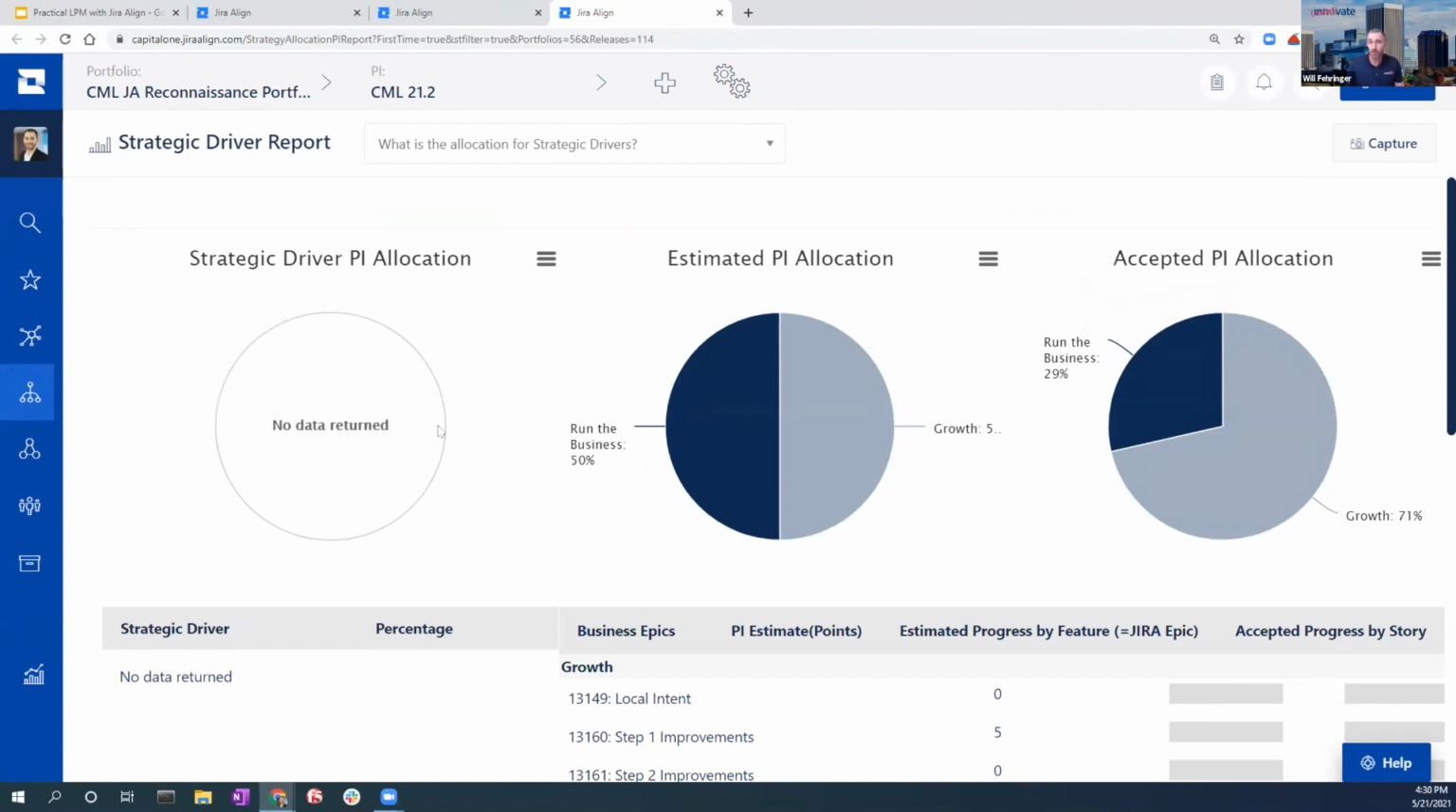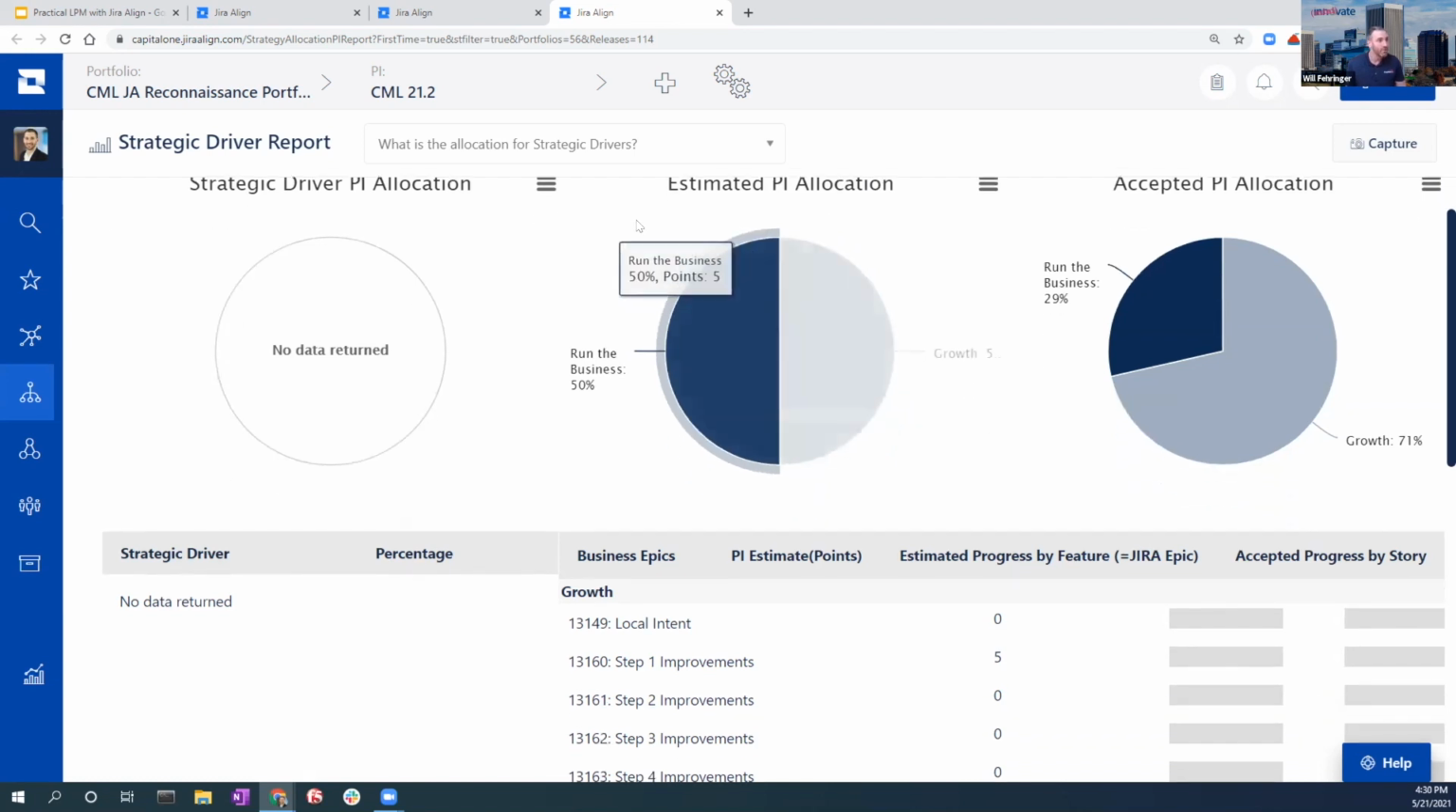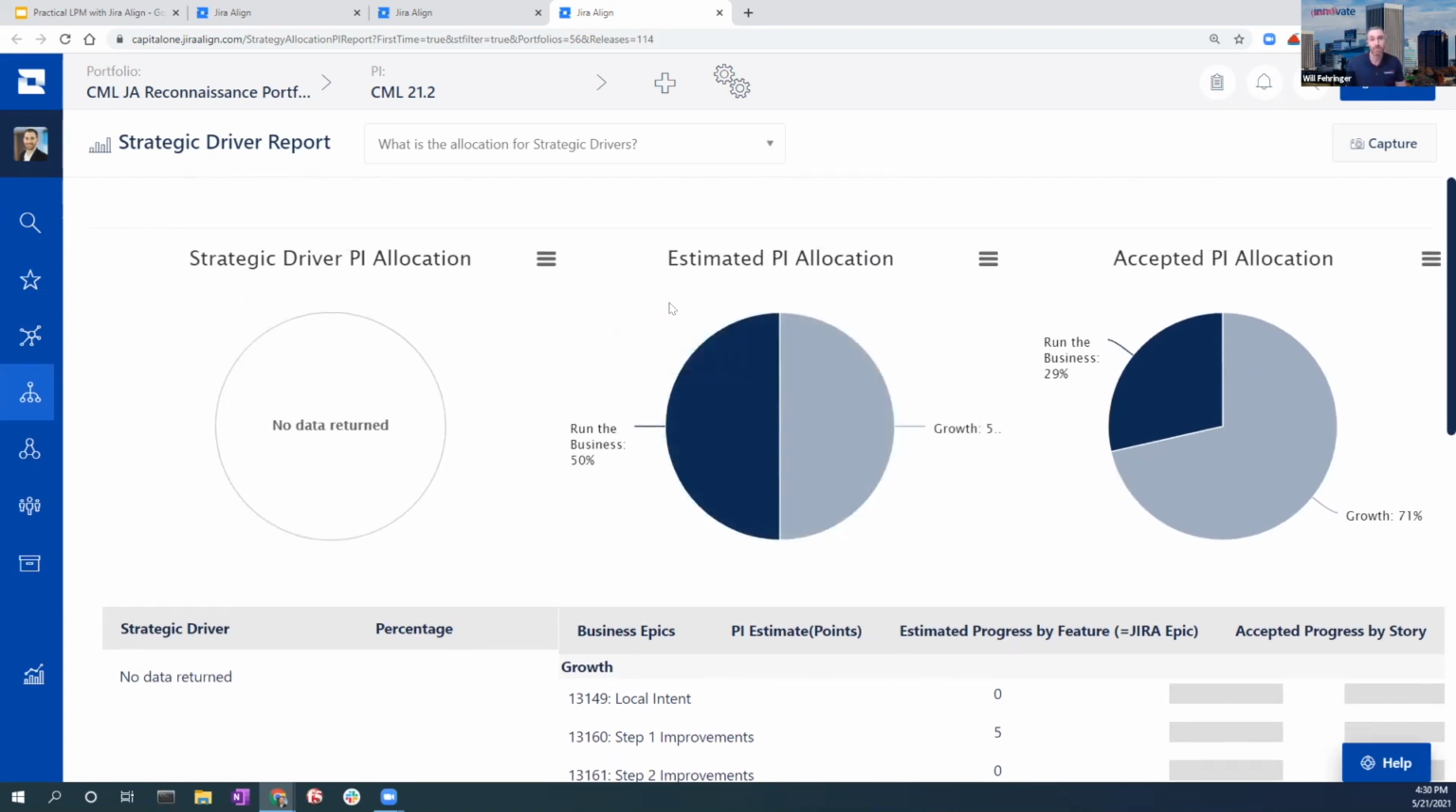This first pie chart all the way on the left, our instance is not set up in a way that we can use this chart right now. So we're going to ignore this, but this would set guidance to say these are the targets we are hoping to achieve of our capacity allocation. Over here in the middle shows our estimated PI allocation. So this is when you're getting ready for your PI planning, you're setting how much time we expect to spend this PI on our different categories.